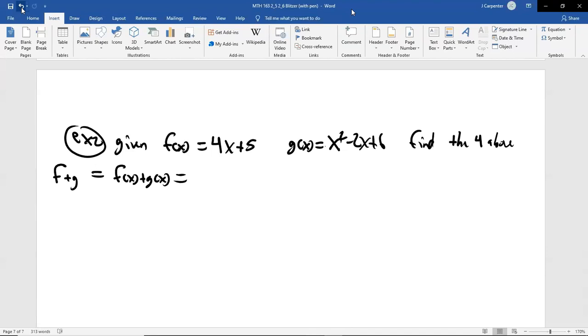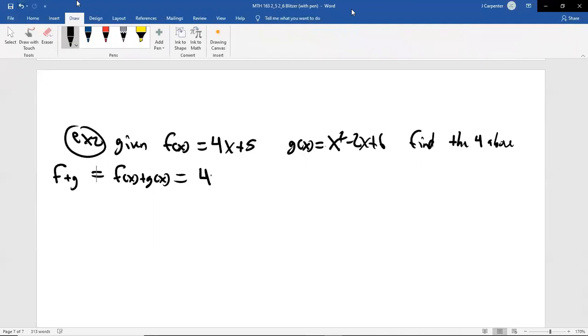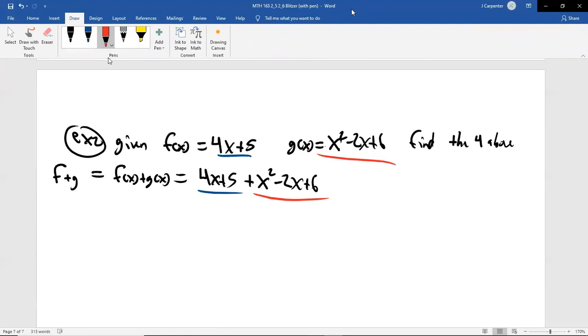So we take the f function, which is the 4x plus 5, and then we're going to add the g function, which is the x squared minus the 2x plus the 6. Again, this right here is this right here, and the plus sign between them is still a plus sign between them. All right, so that'll be equal to, well, just combine like terms, put things in a more appropriate order. So the x squared should go first. 4x minus 2x is a plus 2x. 5 plus 6 is a plus 11, and that would be your answer.